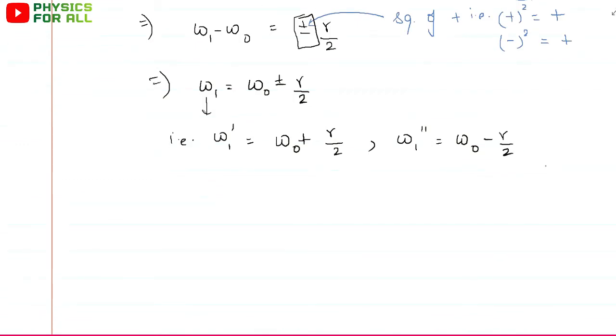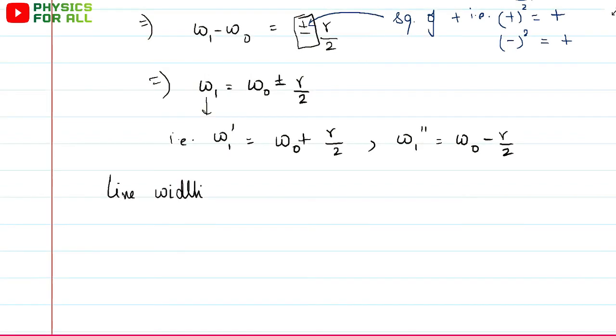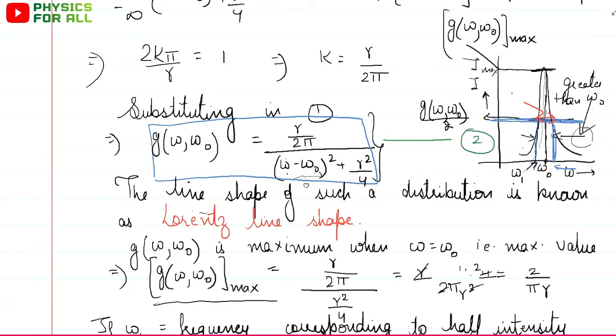In this way we can obtain the values for any amount of frequencies. Whatever extra frequencies are there except the central frequency, we can find those values. Here we are discussing in terms of angular frequencies and not linear frequencies. Here we have got two values for the frequencies. Line width now would become, line width. So this is line width.